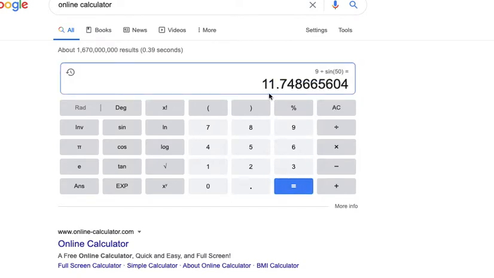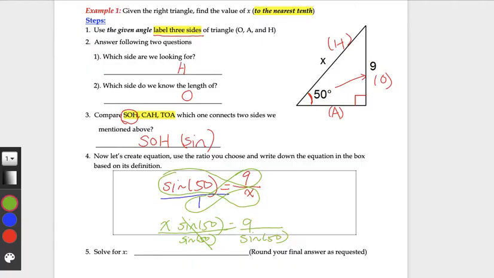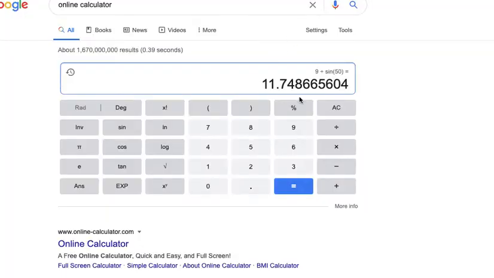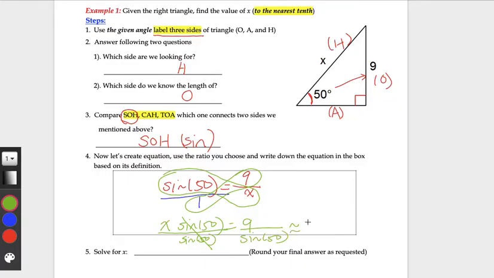So this is our answer, 11.748. You can see a long number here. What we are going to do, as we can see, is this one is to the nearest tenth. The nearest tenth is one digit after the decimal. Since the next number after 7 is 4, which is not going to be rounded up, our answer is going to be 11.7. Let's write it down. So this is going to be 11.7. And that's it. That's our answer.